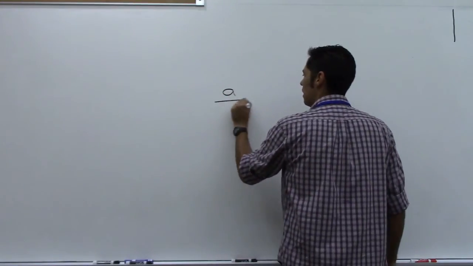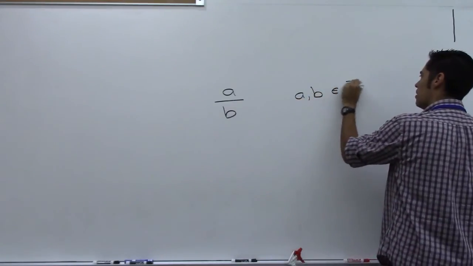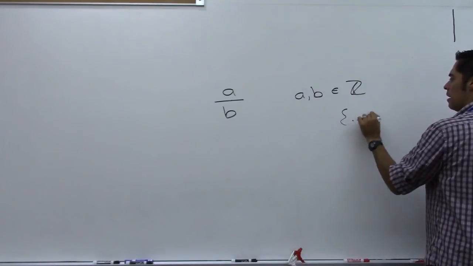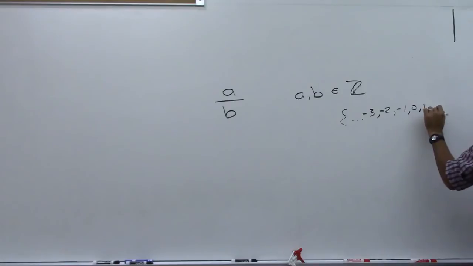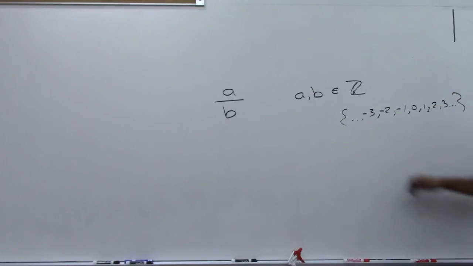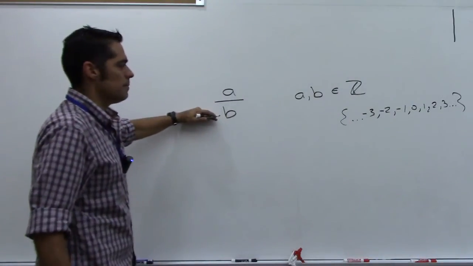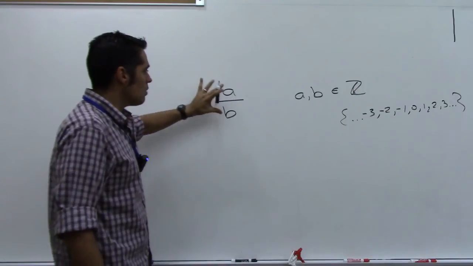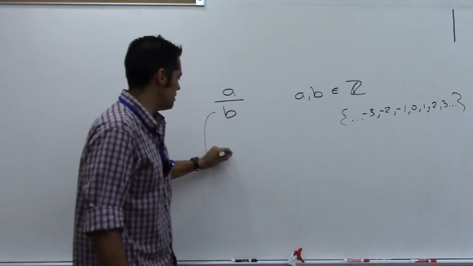So a over b. And here I'm saying a and b are integers, or elements of the integers, so that's coming out of the set like -3, -2, -1, 0, 1, 2, 3. As long as these are integers, you take any two integers and you divide them, then you're going to create what's called a rational number. All rational numbers can be represented as decimals, so this can always be converted to a decimal.